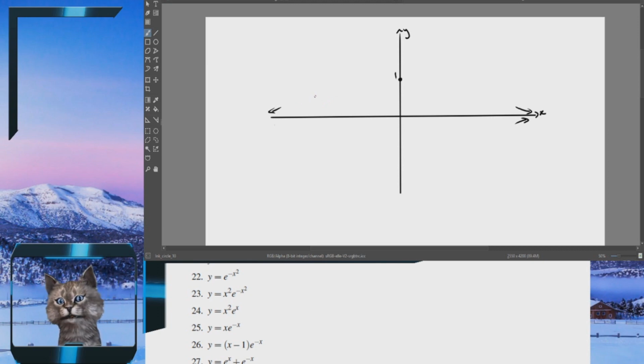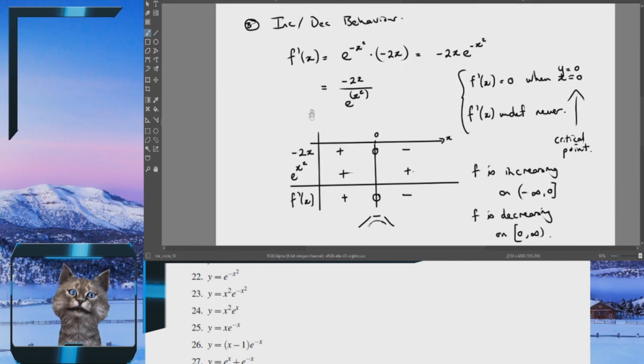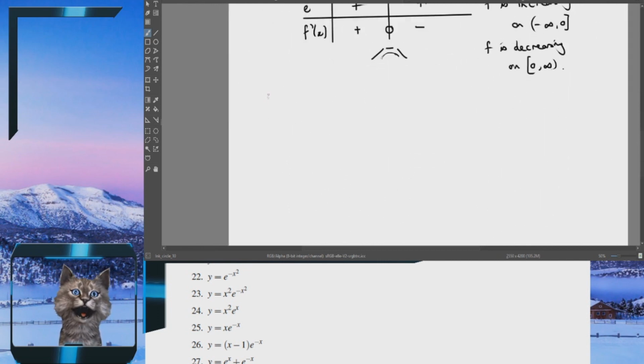Where's turn off my eraser? There we go. I have a little cup here, and then I'm decreasing. So it can't be that bottom guy, because I'm not turning again. Now, we have found what the first derivative tells us. Let's see what the second derivative tells us in the concavity.